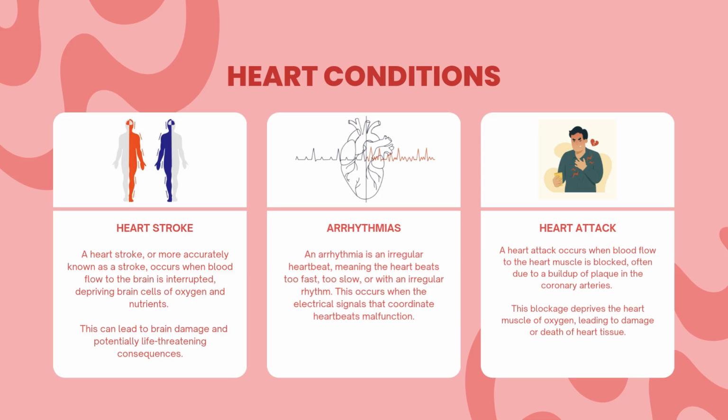Other heart conditions we have include stroke. Stroke, by the way, and heart attack are different. A stroke is much more related to the brain, and a heart attack occurs when the blood flow to the heart muscle is blocked. We also have arrhythmias. An arrhythmia is an irregular heartbeat, or a fast heartbeat.